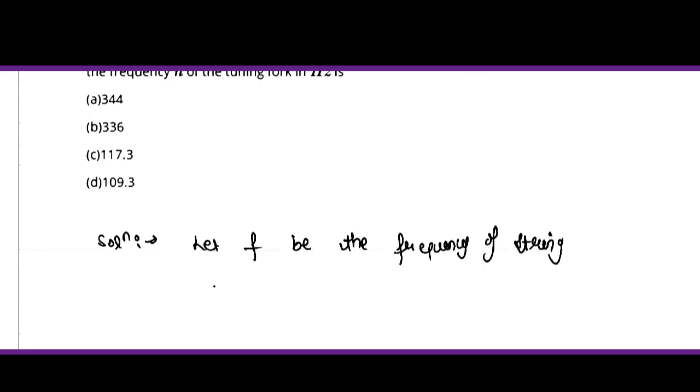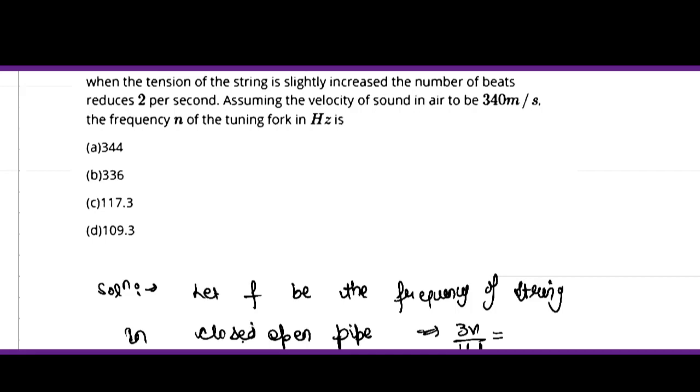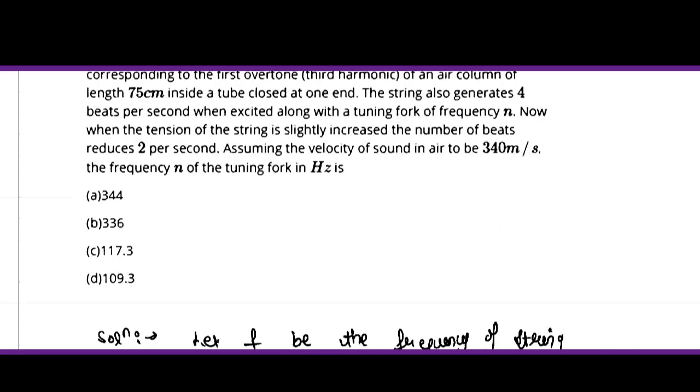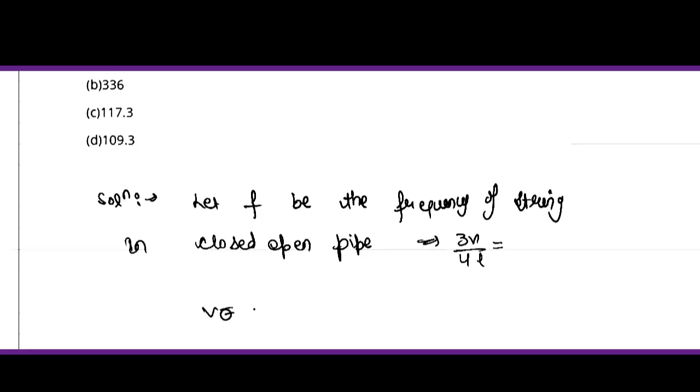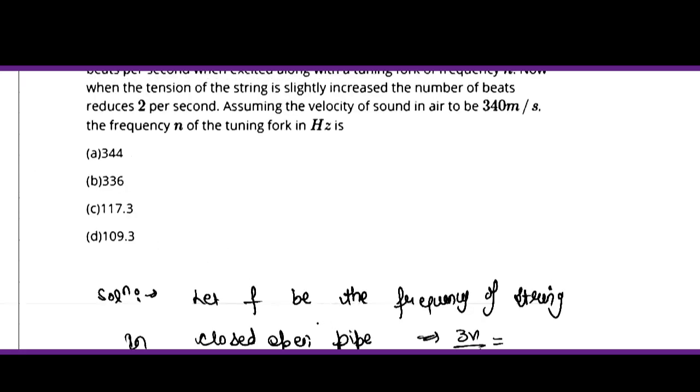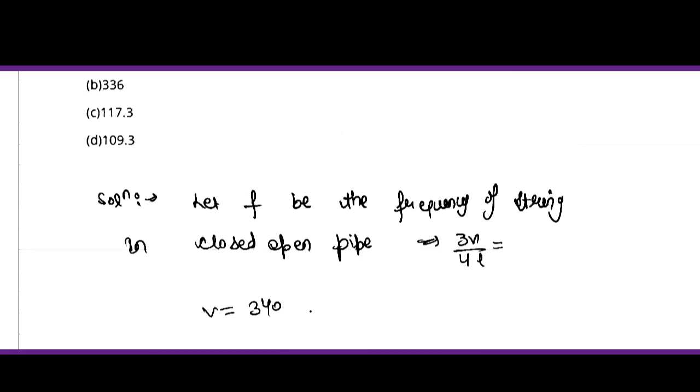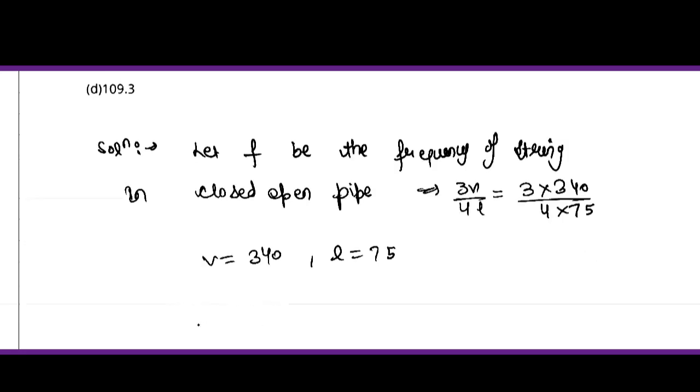According to a closed open pipe, COP, we have the formula: 3 times velocity divided by 4 times length. The velocity of sound V is 340 and L is 75. If we put the values here, we get 3 into 340 divided by 4 into 75.